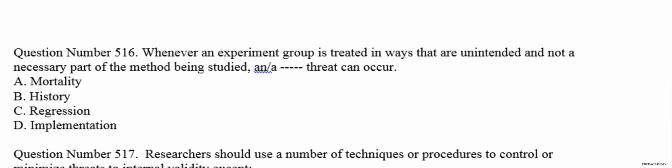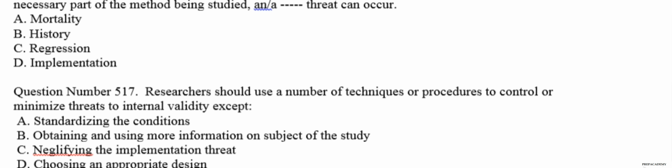Whenever an experiment group is treated in ways that are unintended and not a necessary part of the method being studied, a threat can occur. A. Mortality, B. History, C. Regression, D. Implementation. The correct answer is option D.